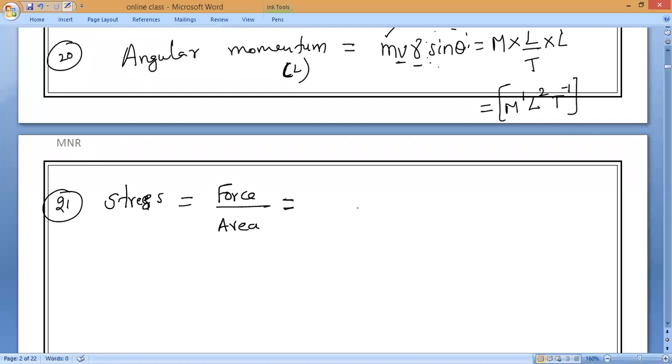Dimensions, please. M power 1, L power minus 1, T power minus 2. Very good. Because force, what is the dimensions? M L T power minus 2. And area is what? L square.